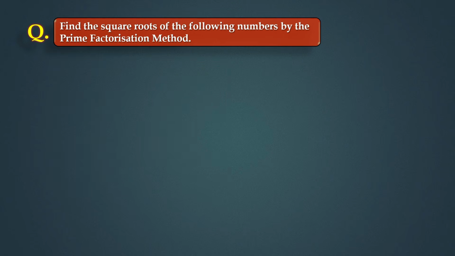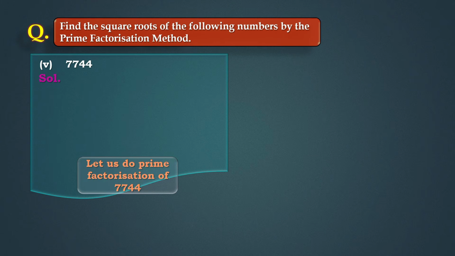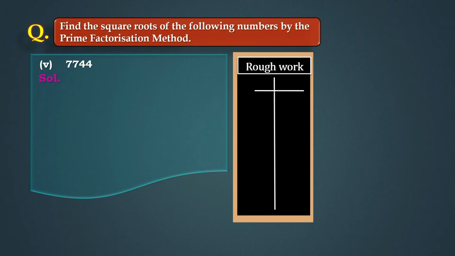Now students, let us solve one more example using the prime factorization method. We are given the number 7744. First, we will find its prime factors. We start dividing the number by the smallest prime number, which is 2. 7744 divided by 2 gives 3872.